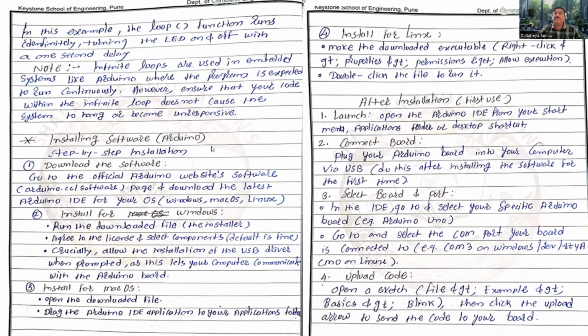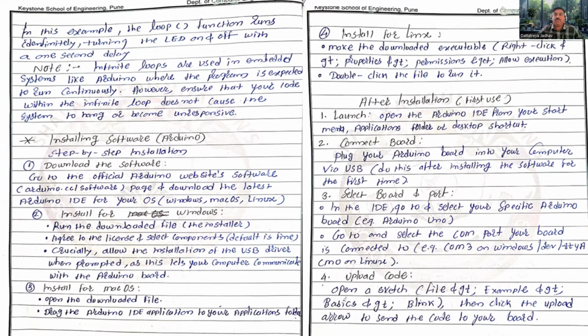So this process is concerned with the installation of software. You first go to Arduino and download the Arduino software IDE as per your OS. You have to download the latest version and follow the process for Windows, Mac, or Linux operating system as per your OS. You can do the installation process. After that, follow these steps and execute your codes.